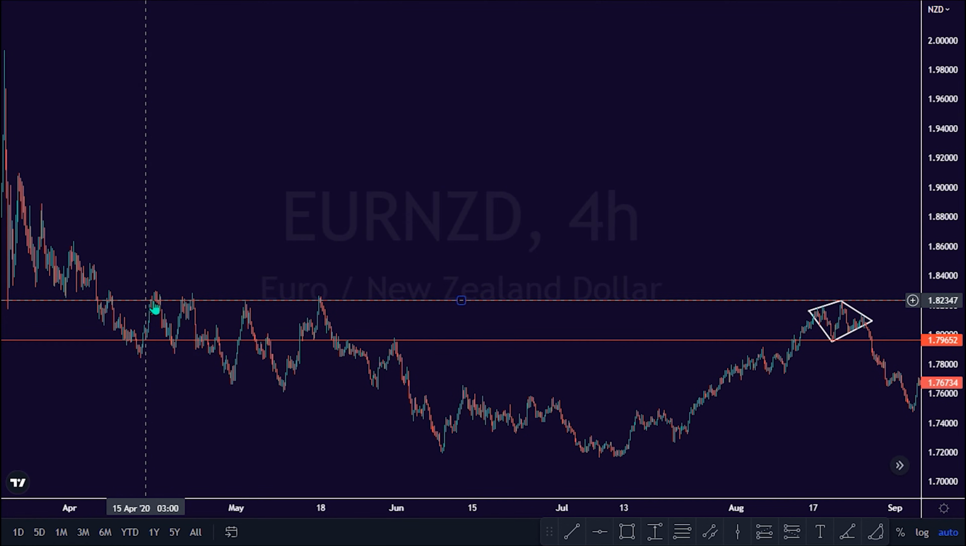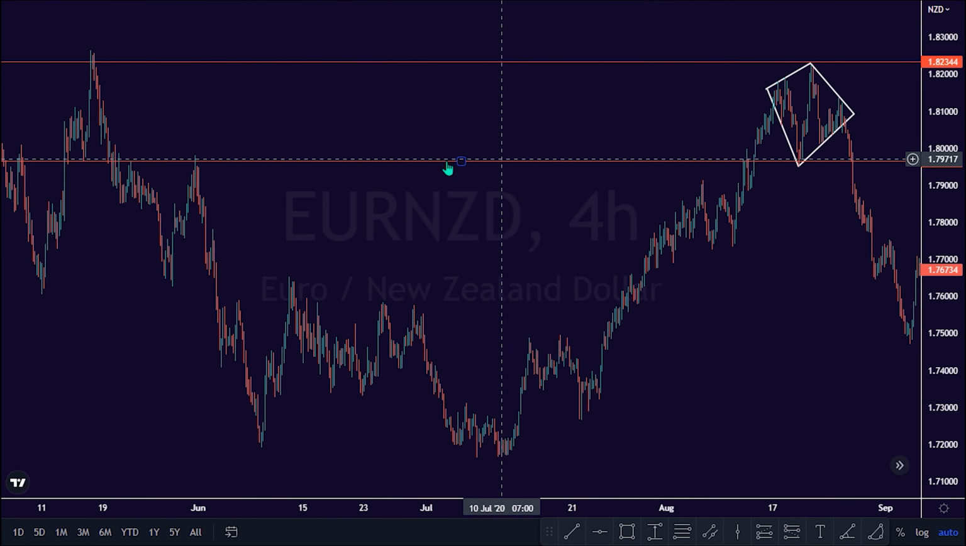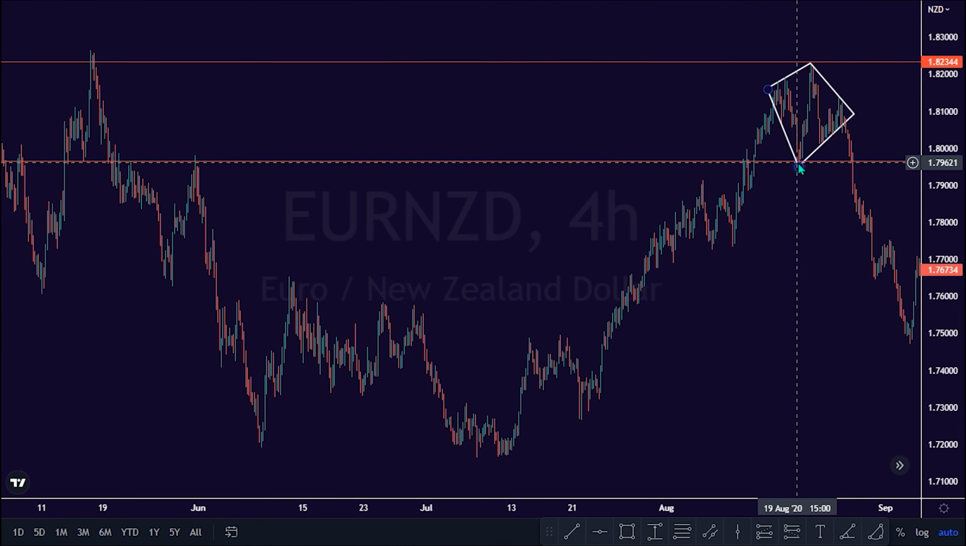The highest peak of the diamond top chart pattern aligns with this resistance level at $1.82. There were 5 consecutive bearish rejections of price downward at this level. Also, the lowest trough of the diamond top chart pattern aligns with the previous resistance level at the price level of $1.798, which is now new support for this pattern.